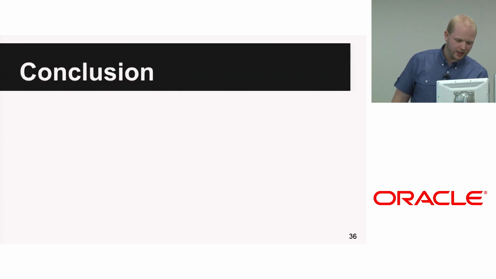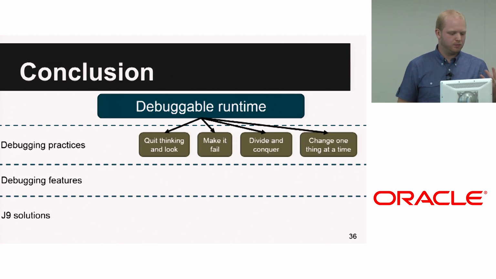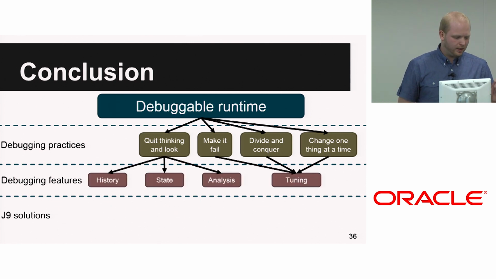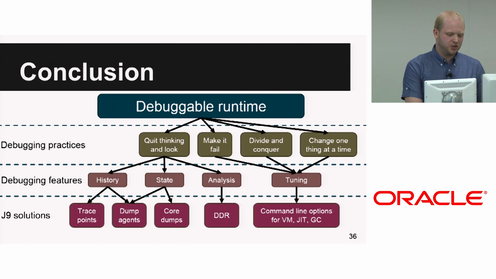So, conclusion, I think it's time for that. We wanted to be able to build a debuggable runtime. We based it on some debugging practices that we believed needed some system support in order to work properly, and turned those into debugging features to cover them completely. So have we covered all the practices? We covered all the practices with features, and then we looked at these JNI implementations. We have the trace points, the core dumps, the dump agents to get those. We have DDR for analysis, and we have a bunch of command line options for tuning.